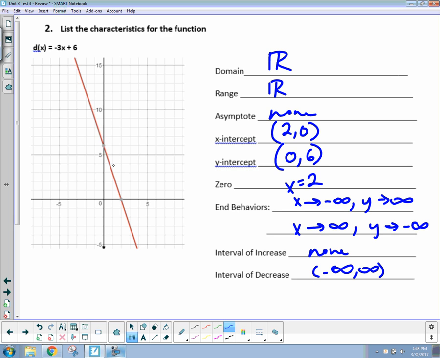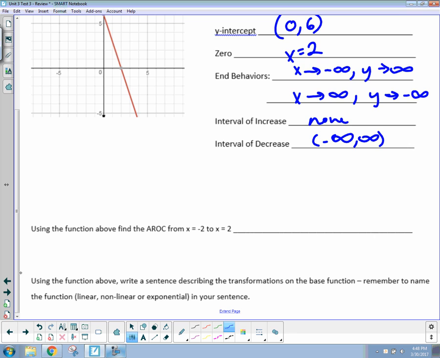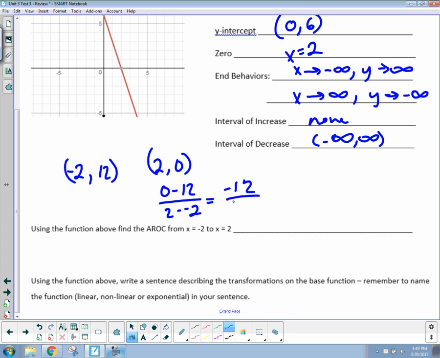Okay? Let's see, scroll down. So the rate of change is between negative 2 and 2. So remember in class we said negative 2 was 12 and 2 is 0. Plug that into the formula, we get 0 minus 12 over 2 minus negative 2. Get negative 12. Two negatives make a positive. So 2 plus 2 is 4, and we get negative 3.